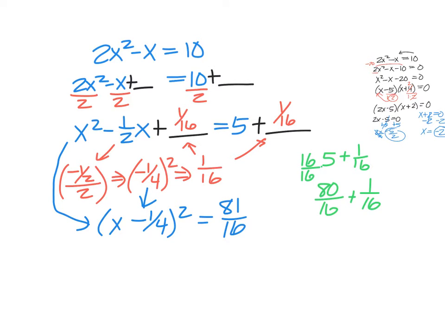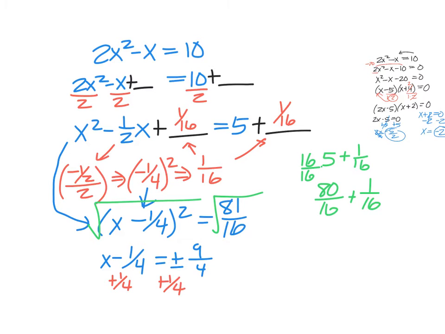Now what I do, I take the square root of both sides. So that gives me x minus 1/4 equals, now I can take the square root of 81 is 9, square root of 16 is 4, plus or minus. Okay. Now I need to do my two cases. So you add 1/4, 1/4 cancel. So you've got x equals 1/4 plus or minus 9/4.